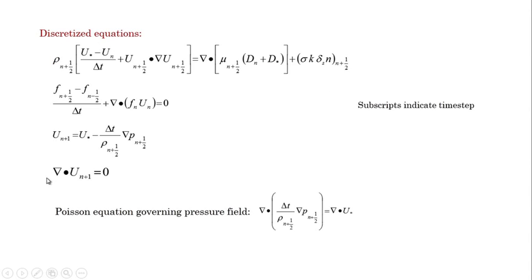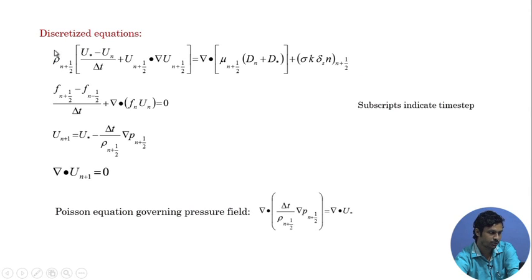These are the discretized equations obtained by the time splitting projection method. First term is the temporal term, second is the convective term. Then on the right side, first term is the discretized viscous force, second term is the discretized surface tension force. Here subscripts are the time steps. This star is the auxiliary time step, and n plus half is the intermediate time step.